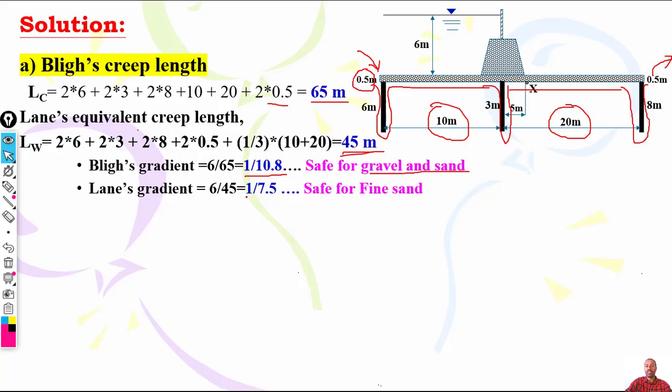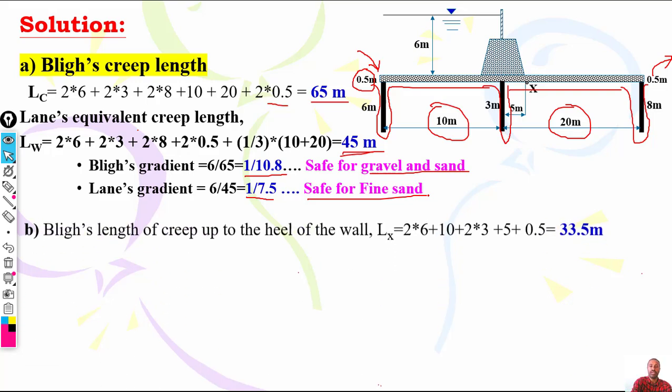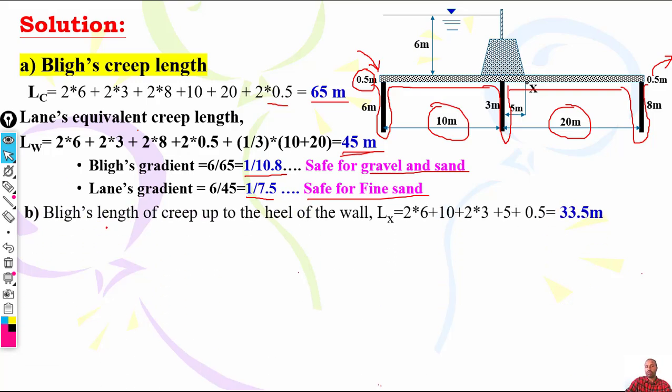I will display the table. And Bligh's length of creep up to the heel of the wall, up to X, up to this point, you have 2 times 6 plus 10 plus 2 times 3, then plus 5 meter, then plus 0.5, then 33.5 meter. So this is, I think, Bligh's theory up to this point.